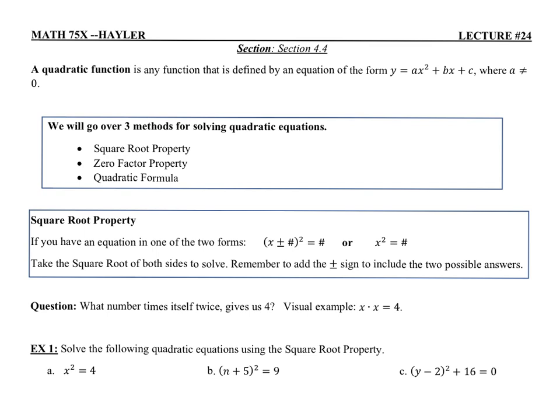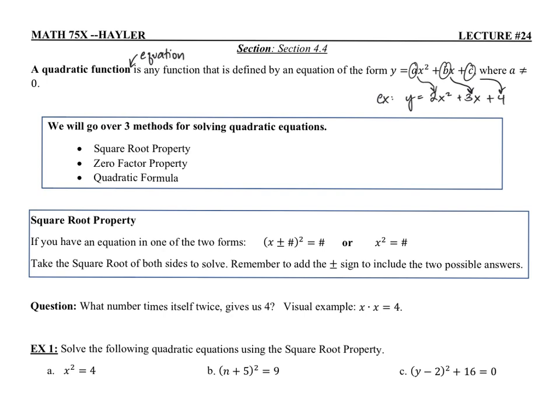Alright, so a quadratic function is any function that is defined by an equation of the form y equals ax squared plus bx plus c, where a is not equal to 0. One thing to note here is the a, b, and the c values are all going to be actual numbers. For example, you might see an equation that looks like this: 2x squared plus 3x plus 4. So those are just placeholders for where actual numbers would be.